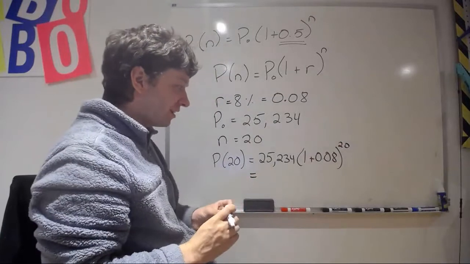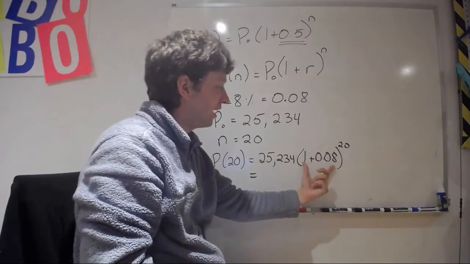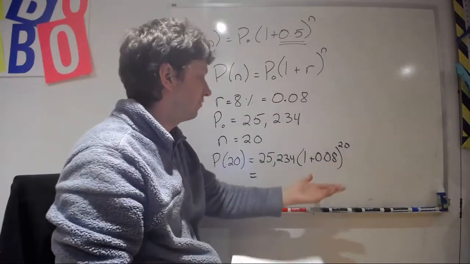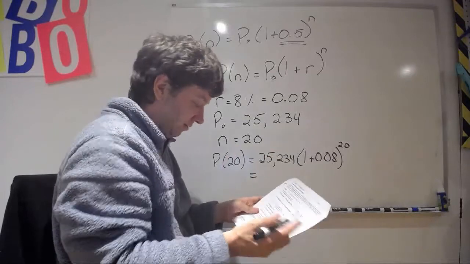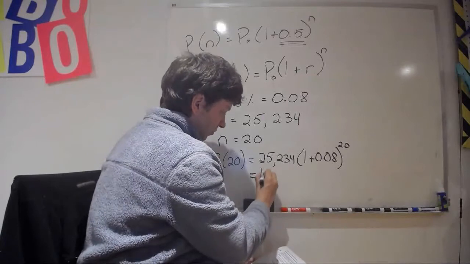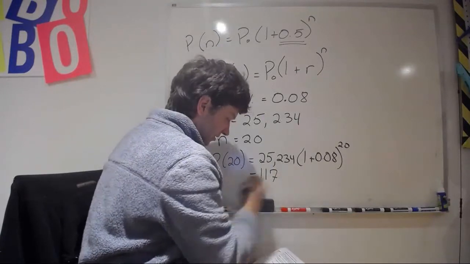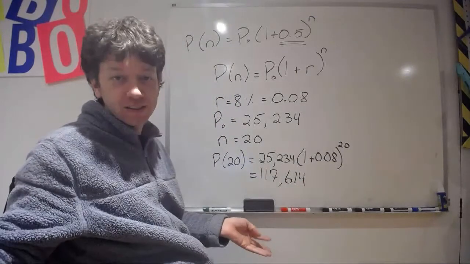And practice plugging that in on your calculator. If you're having trouble, do it a step at a time. Do the bracket, take it to the exponent, figure out what that is, and then multiply. If you can do it all at once, great. But if you can't, split it up. But you should get 117,614. And I rounded down to 614.